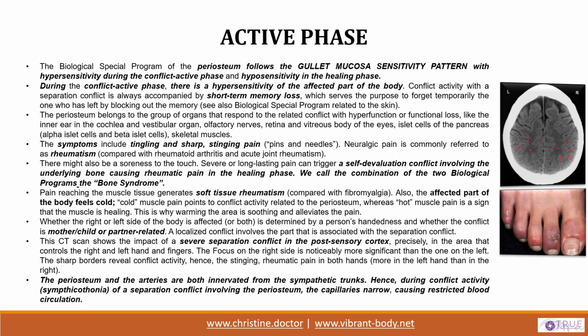The periosteum and the arteries are both innervated from the sympathetic trunks, and hence, during conflict activity, so during sympathicotonia of a separation conflict involving the periosteum, the capillaries narrow, causing restricted blood circulation.